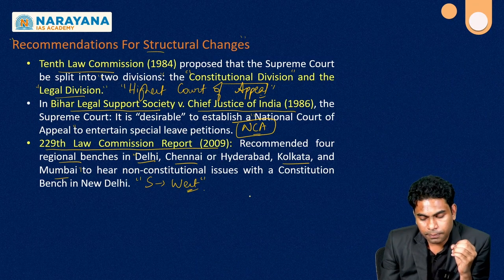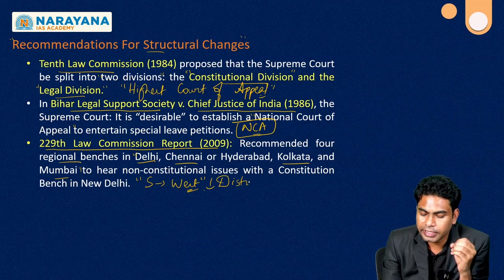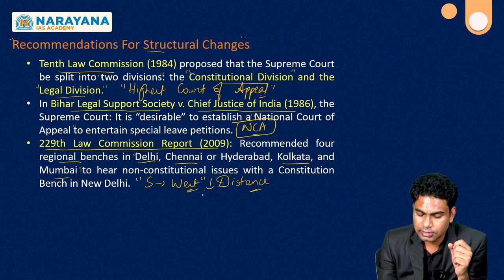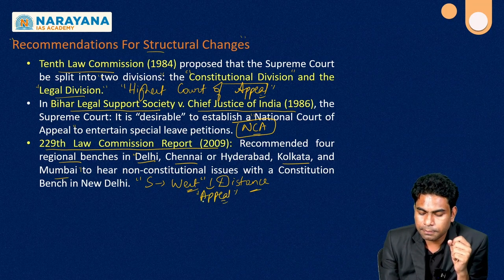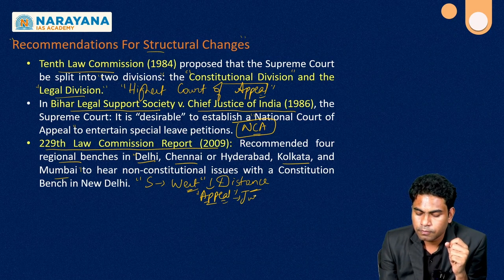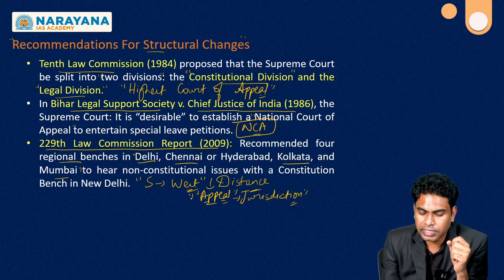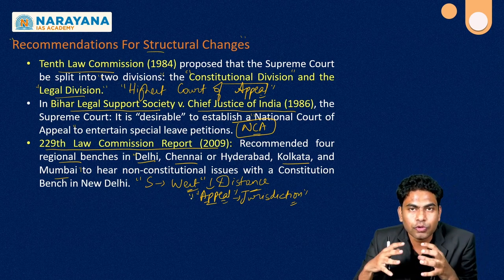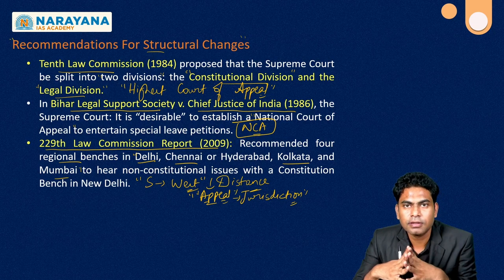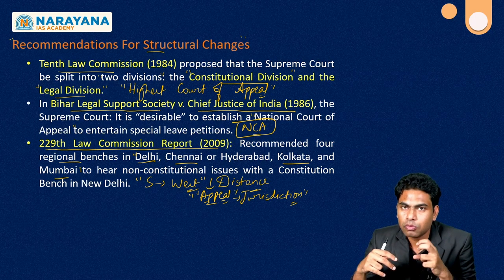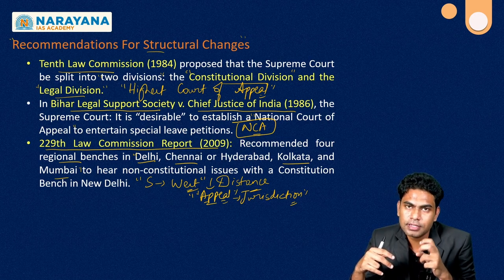And if we apply these regional benches, we'll reduce distance being one of the criteria to avail justice in this country. And we could also see that the appellate jurisdiction, which is with the Supreme Court, because it is the highest court of appeal, it could do the task more efficiently and at the same time in a greater magnitude when compared to having one Supreme Court at the center.